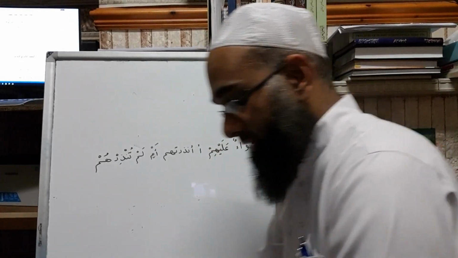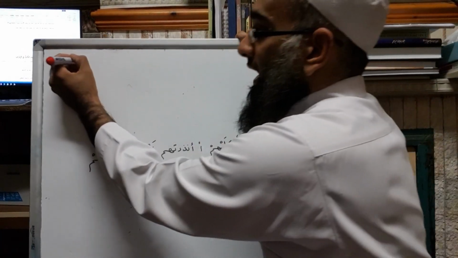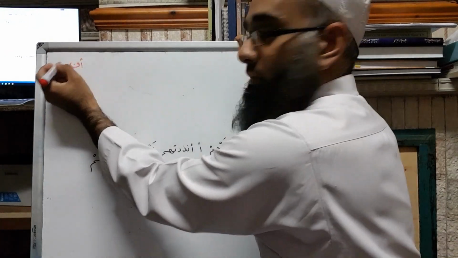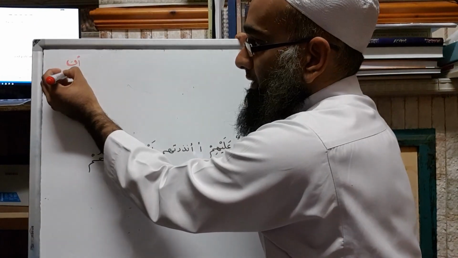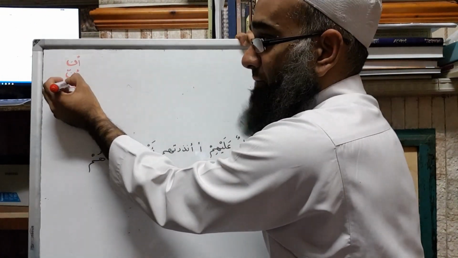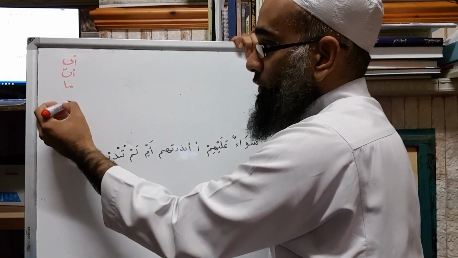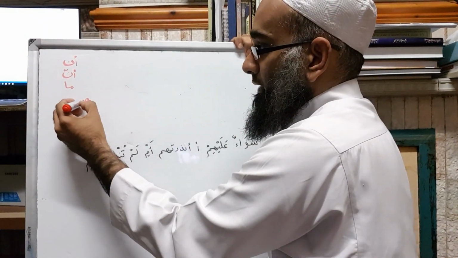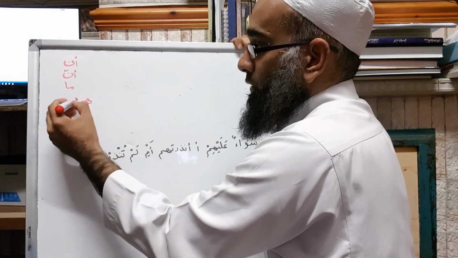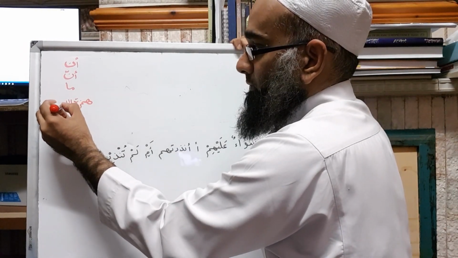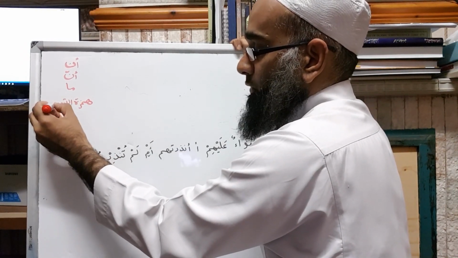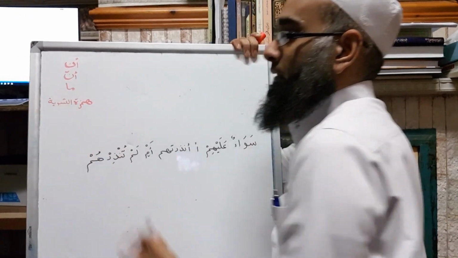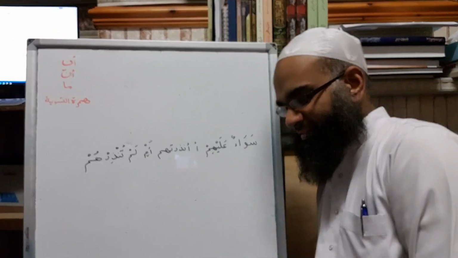Now, the most common are an, anna, we have ma masdariya. Then we also have something called hamzatut taswiyati. Hamzatut taswiyati. What does that mean? The hamza of equivalence. That's what it kind of means.